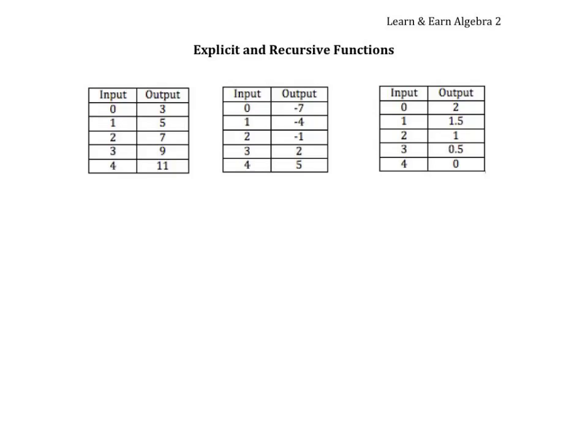In this lecture, we're going to talk about explicit and recursive functions. So first, let's look at the word explicit. The general form of explicit is going to be f of x equals delta x plus f of 0. So let's write the explicit function for each table.